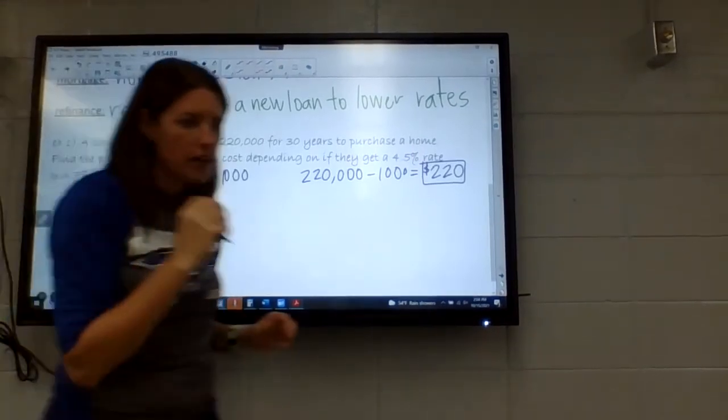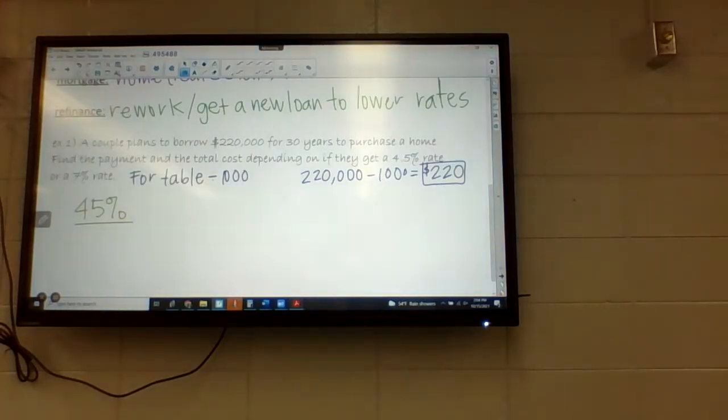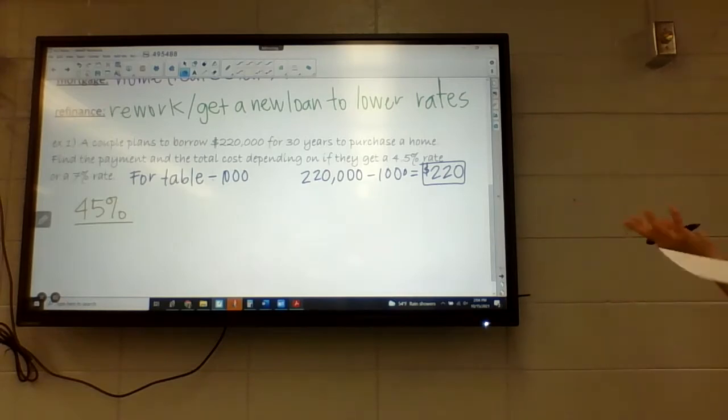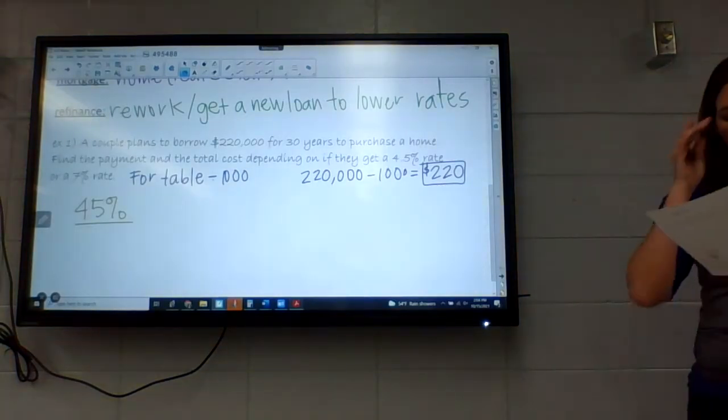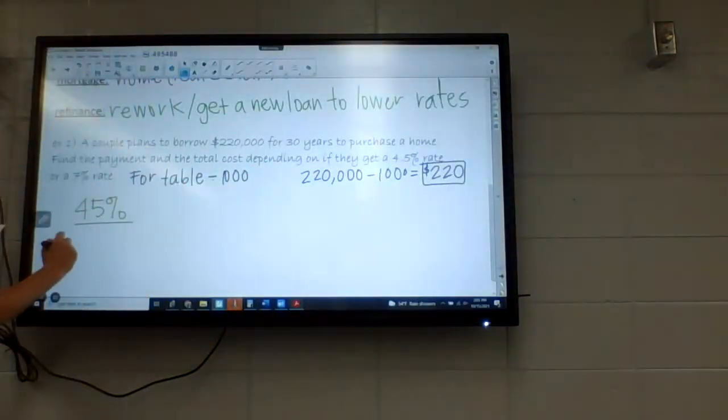So on our chart, on the bottom of your page, hopefully it's not too small, I was trying to fit everything on here. So 4.5%. And then we're doing it for 30 years, which is I think the longest home loan you can get. So for 30 years, and that is 5.07.